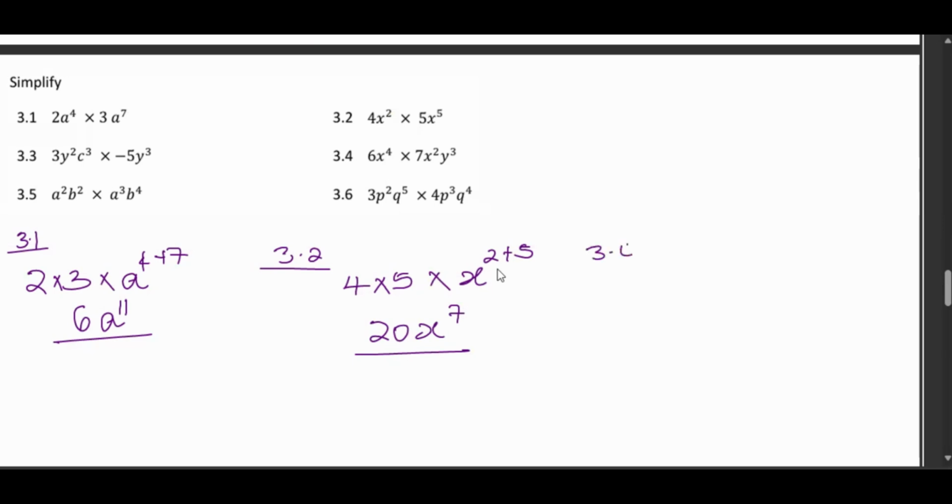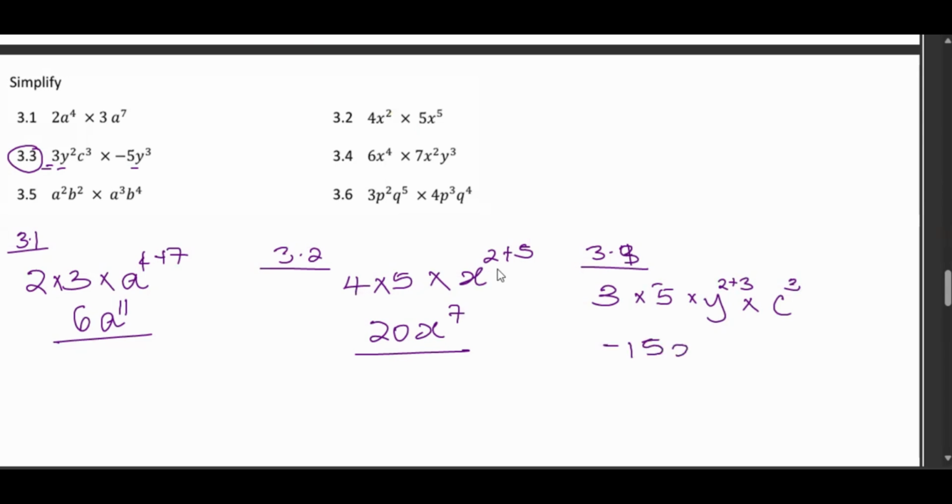3.3. This is a question that we are dealing with. 3.3 is the same as 3 times -5 times y. The y appears twice. So this is the base and this is the base, which is 2 plus 3. Then times the c. The c appears once, so it remains the way it is. A negative number times a positive, you get a negative, which is -15.